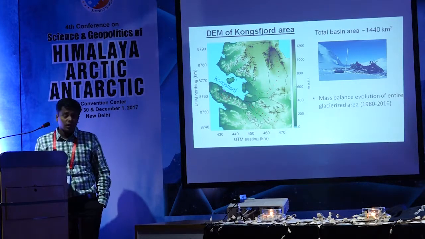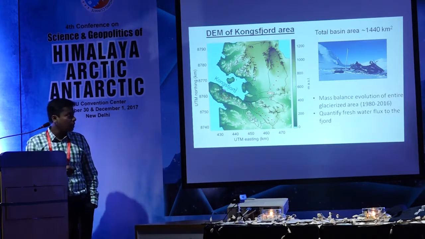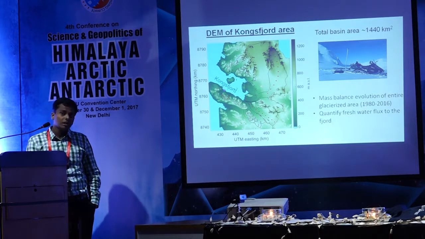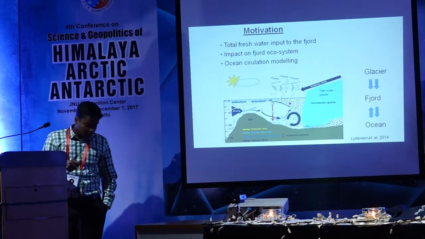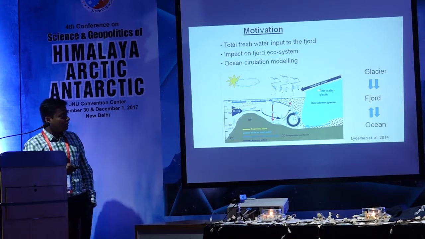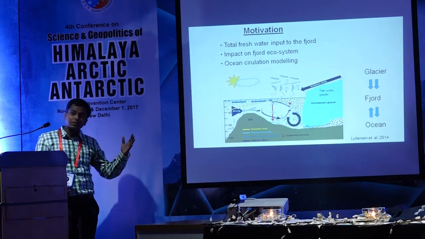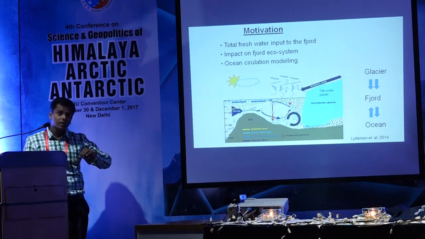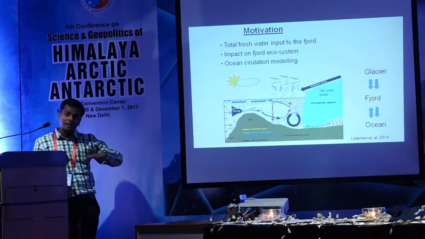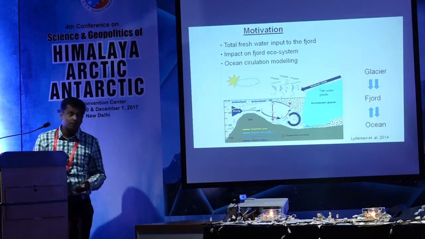And then most importantly, we are interested in quantifying the freshwater flux to the fjord. The glacier melts in summer, and some part of this meltwater enters the fjord at different locations, and that is the most important thing. And why? This is a schematic of a tidewater glacier ending in the fjord. In summer, the glacier melts on the surface, and some part of the meltwater enters crevasses or cracks and reaches the bed. Then this water travels underneath the glacier ice and appears at the front underneath the ice, where it mixes with the fjord water.